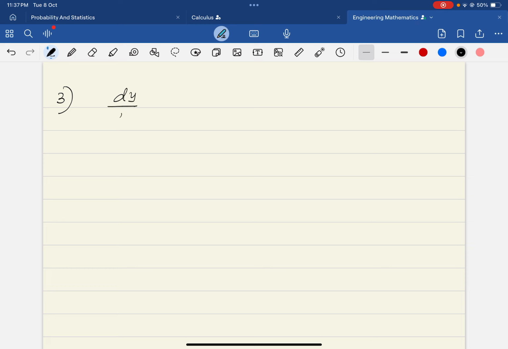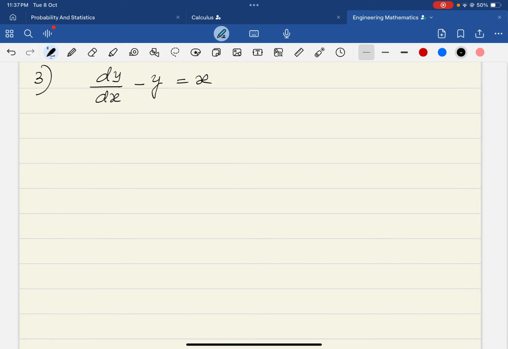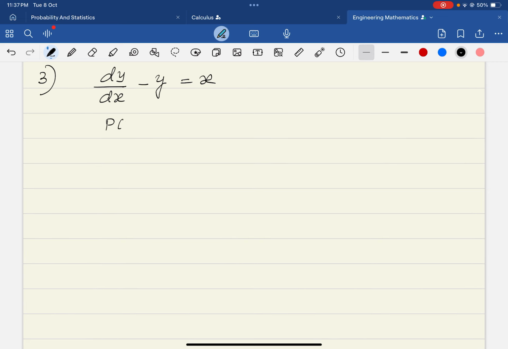dy by dx minus y is equal to x. Now, it is in the standard form already, right? So, what is p of x here? Don't say it is 1, it is minus 1, okay? The coefficient here, you can observe very clearly, is minus y. So, when you compare with p of x into y, p of x is minus 1. And what is q of x? Q of x is equal to x. Now, what is the integral of p of x dx?